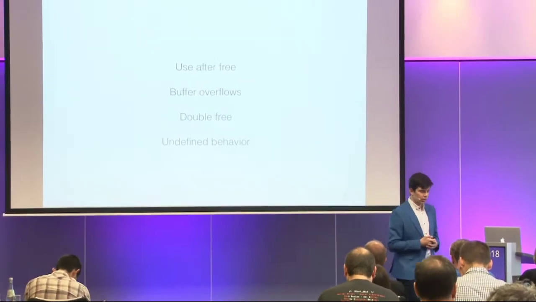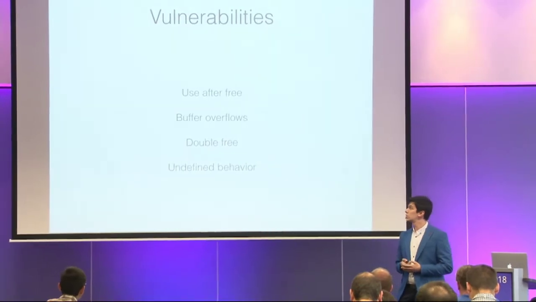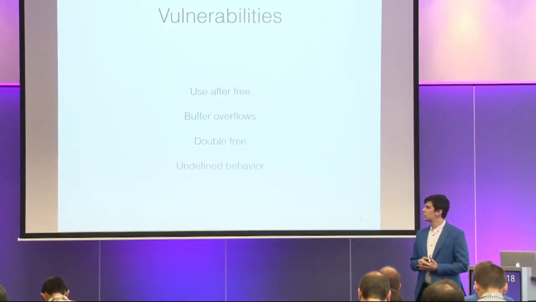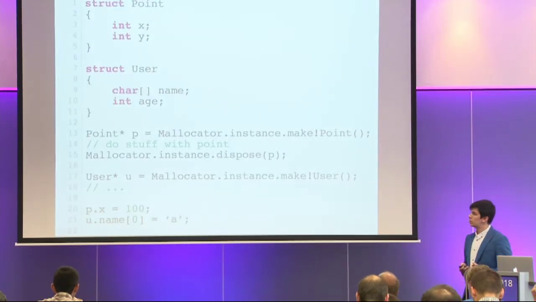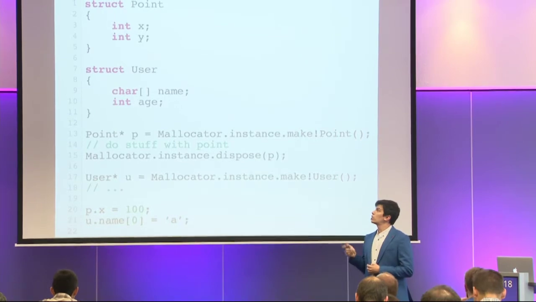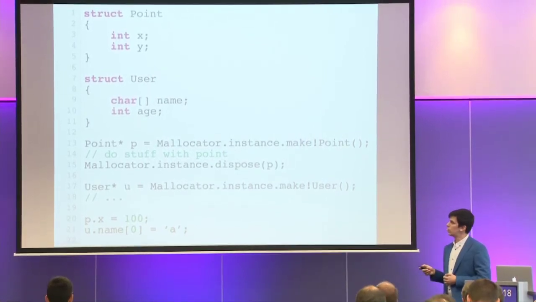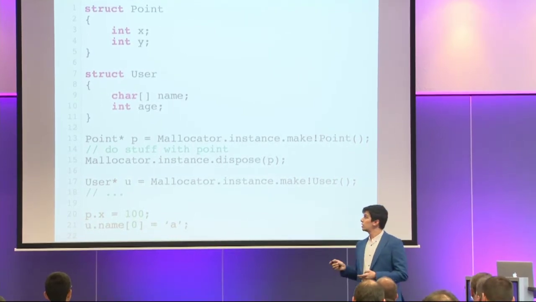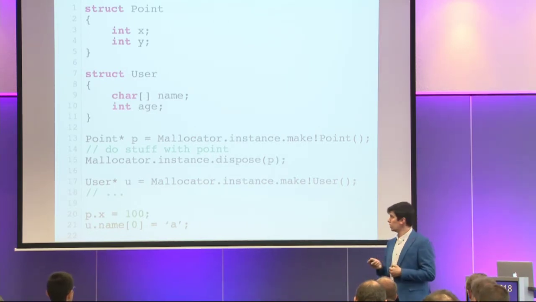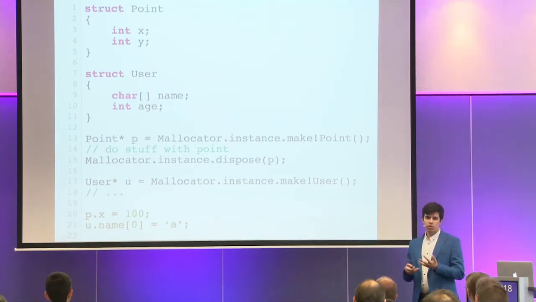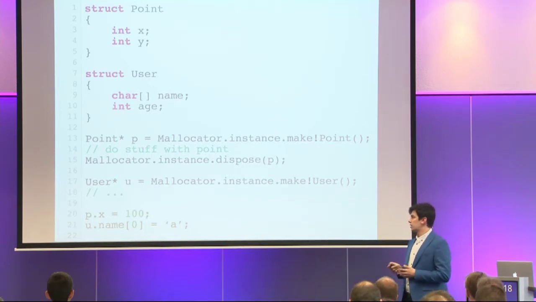So these vulnerabilities are most likely the greatest downside of manual memory management. And we're talking about use after free, buffer overflows, double frees, and of course these can not only lead to undefined behavior, but to a lot of security exploits. So in order to illustrate this, let's take a look at the following example. We have a point structure with two integers, a user structure with a char array and an integer. First, we're allocating a point, doing some computation with it, let's say, and disposing of it. For those of you who don't know, the allocator is just a wrapper around malloc. Later, we need the user object. We allocate it, do some stuff with it. But because we have an error in our program, we're still accessing the dangling reference to the point object.